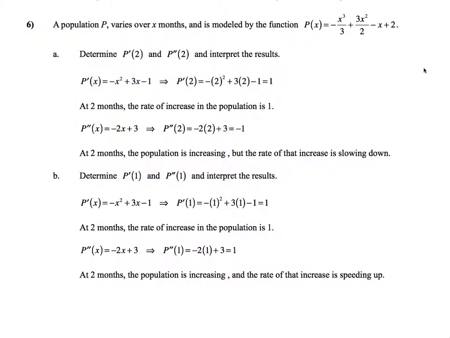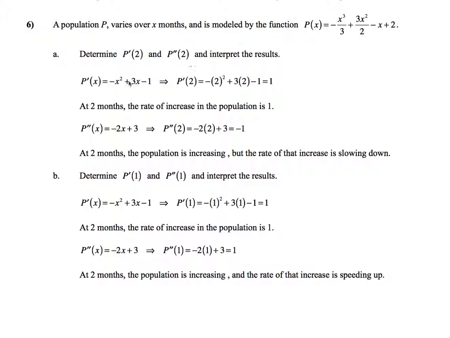Question 6 involves some identified population. We don't know what it is: people, bugs, bacteria, whatever it is. But it varies over a certain number of months, so our independent variable is months. And this models the growth or decay, decrease, in that population. We are asked in Part A to determine the first derivative evaluated at 2 months and the second derivative evaluated at 2 months, and interpret the results.